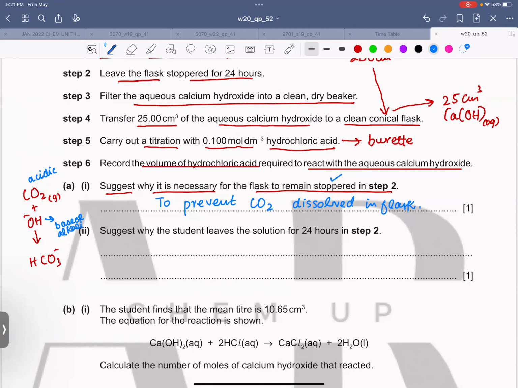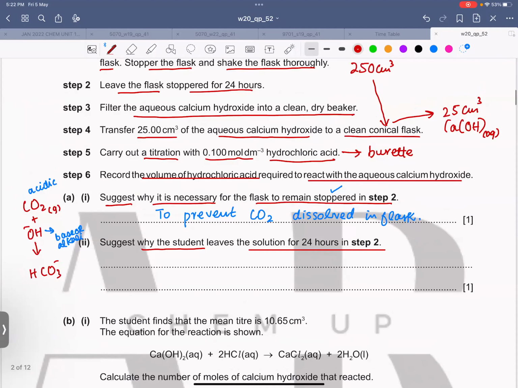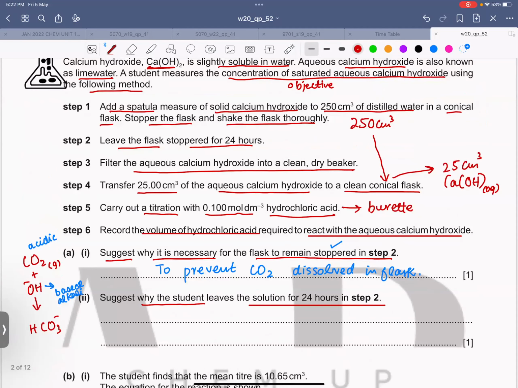Okay. Now, next part. Suggest why the student leaves the solution for 24 hours in step 2. Yes, why is it so? Calcium hydroxide is sparingly soluble. Yes, sparingly soluble, so to make sure that the solution actually gets saturated, that all of the calcium hydroxide that is going to dissolve gets dissolved completely in it.